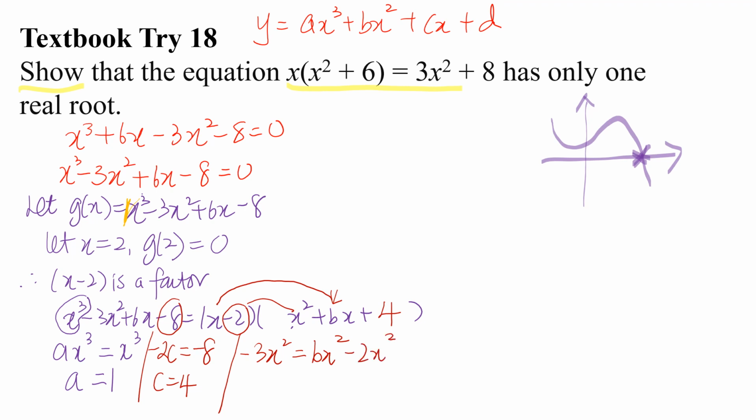Alright, divide by x squared on both sides. Negative 3, it's b minus 2. b minus 2 equals negative 3. So b is negative 1.